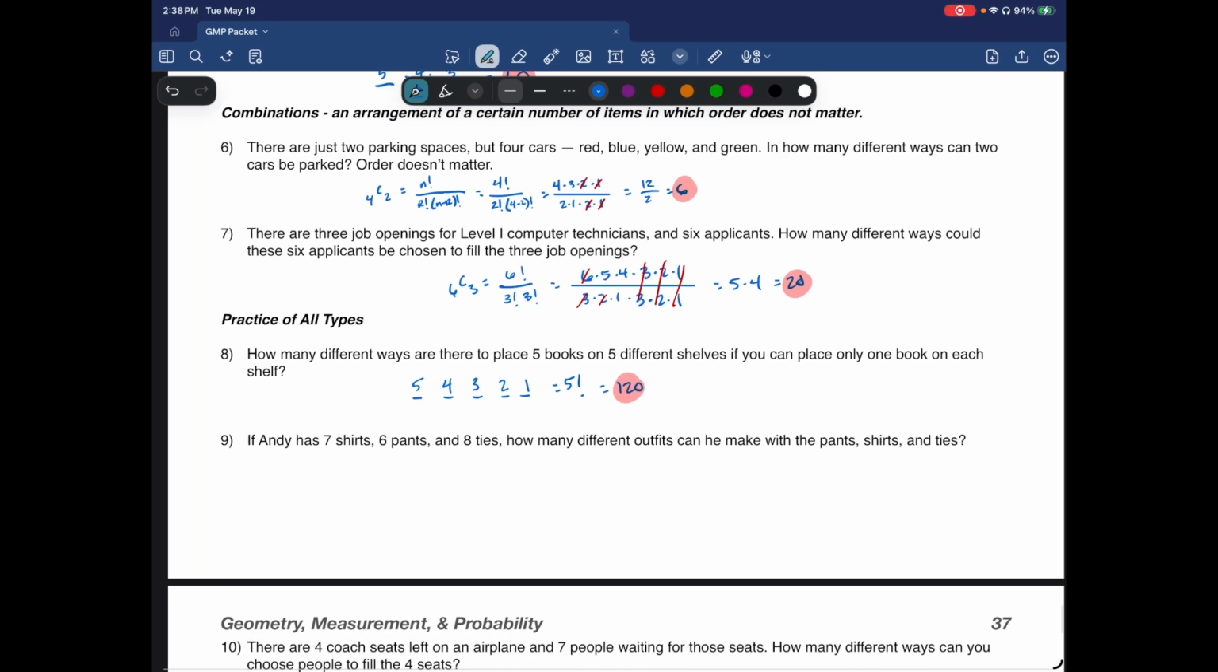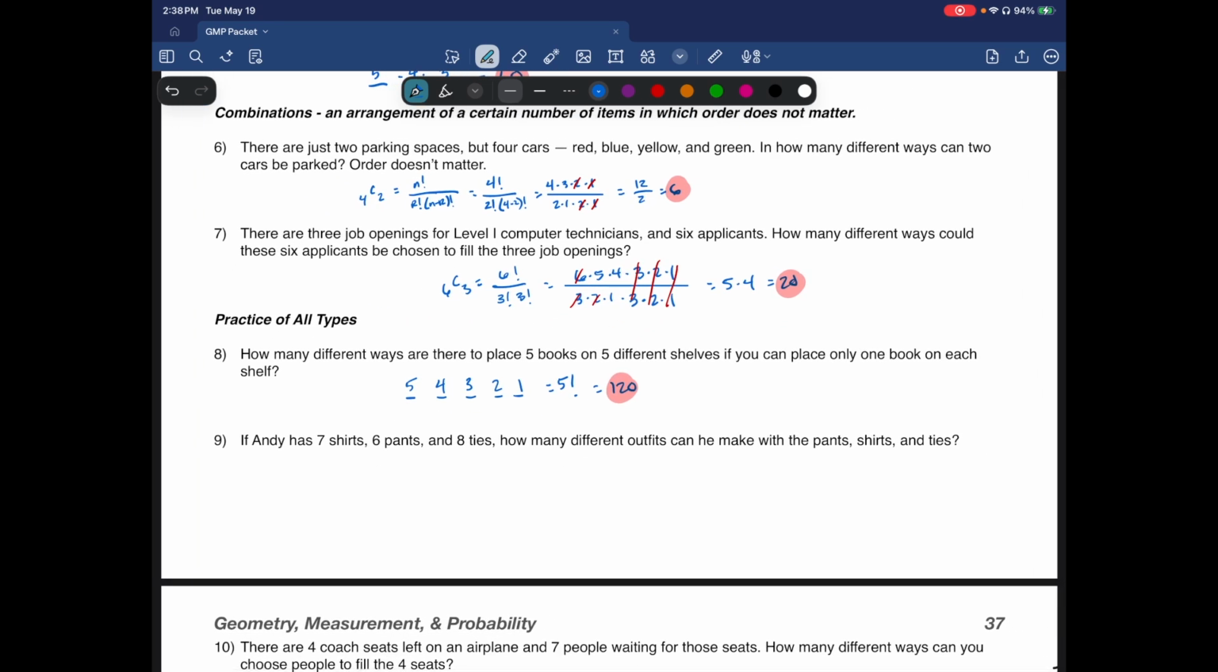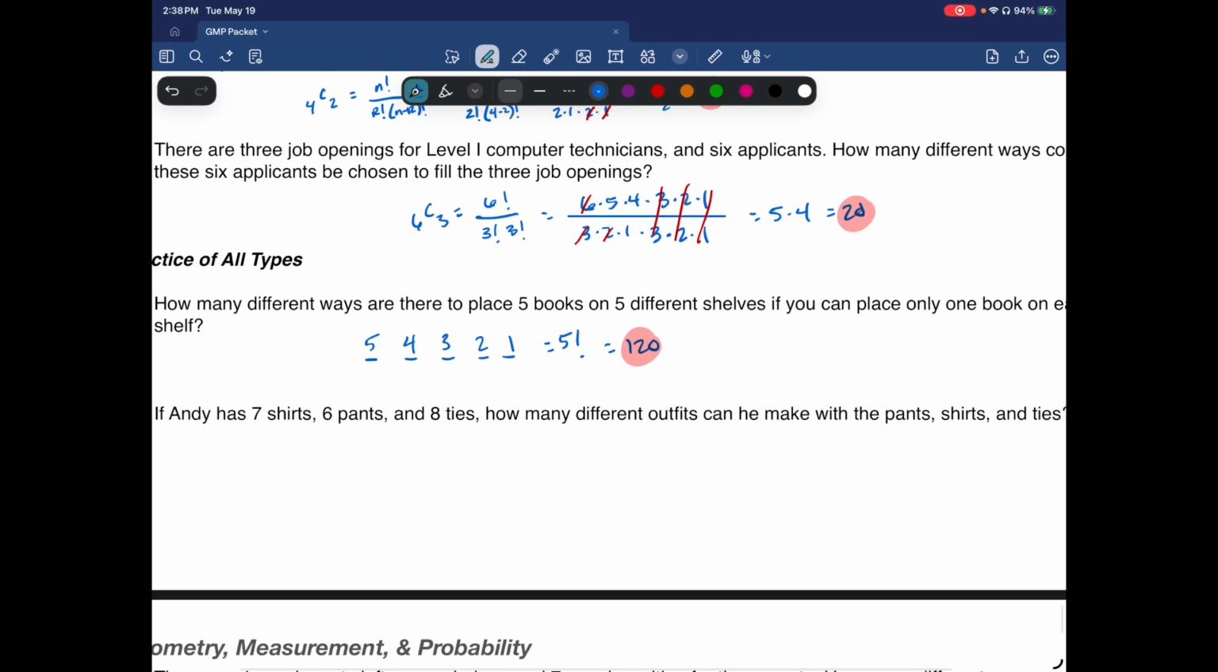Okay. Andy has 7 shirts, 6 pants, 8 ties. How many different outfits can he make? So that's just straight multiplication. 7 times 6 times 8. And that's going to give you 336 outfit options.